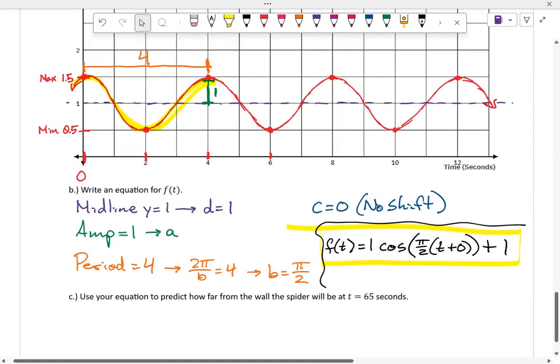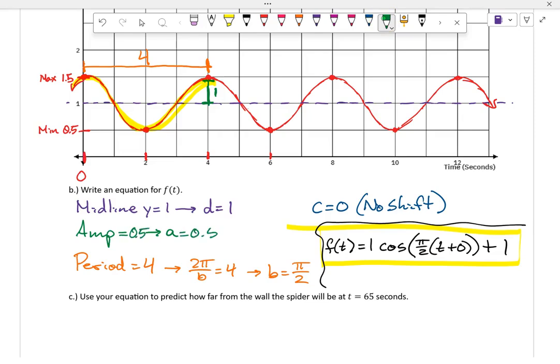Oh, yeah, you're right. I was going by my distance. Good job. So what is my amplitude then? 0.5. Good job catching that. All right. I was not paying attention to the units of my graph.